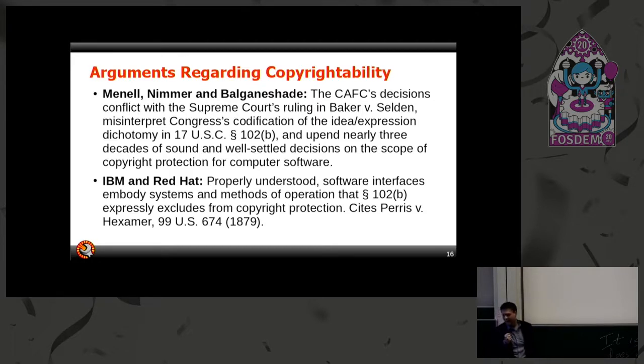IBM and Red Hat stepped up and they argued pretty straightforwardly that these things should be excluded from copyright. They were probably the only one that had quite a bit of discussion about Paris v. Hexamer. That's a really fun case. It was about the copyright on a map and whether you could copyright the symbols that you use to indicate different types of development on a map. And the court said, no, you can't. They said, this is the same thing.